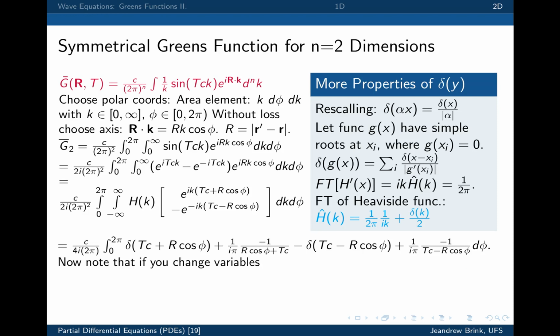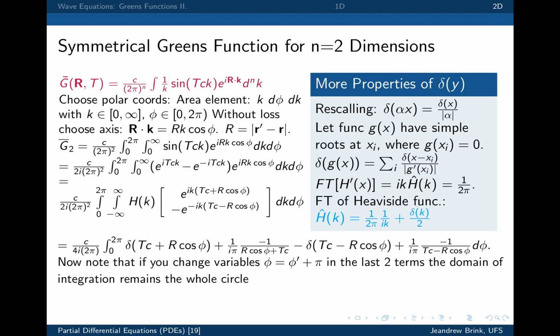So here I just want to write it down. If you change variables, phi equals phi prime plus pi in the last two terms, the domain of integration remains the whole circle. Just the same argument as you had in one of your problem sets. So you can keep it that way, but the sign in front of phi prime changes. Okay, so the moment those two are the same, the d phi doesn't change, the delta functions cancel, and you're left with basically two of these guys.